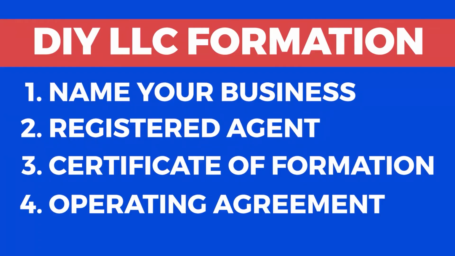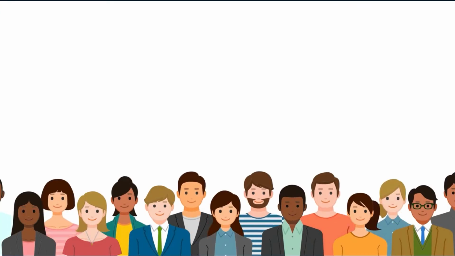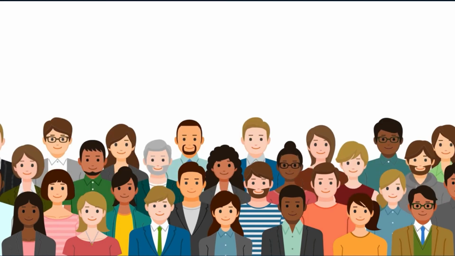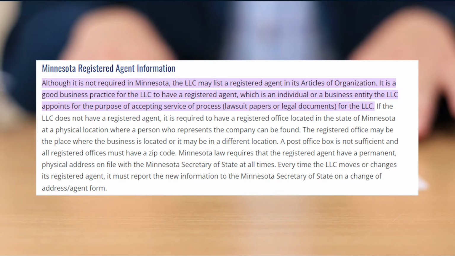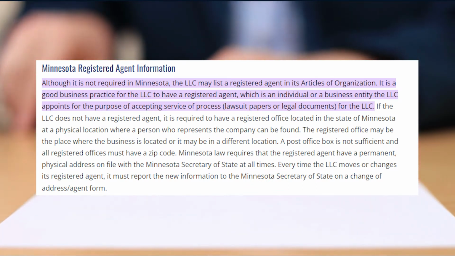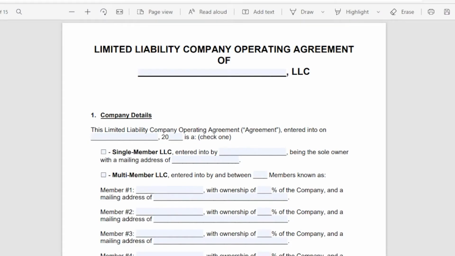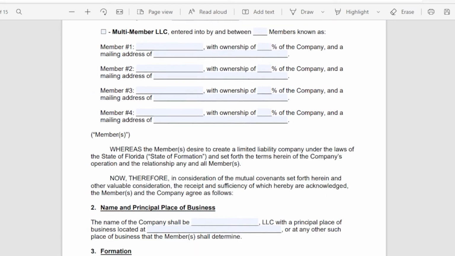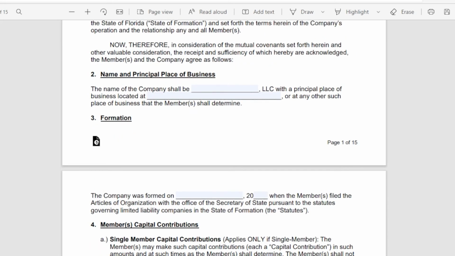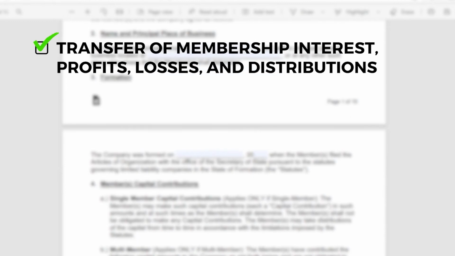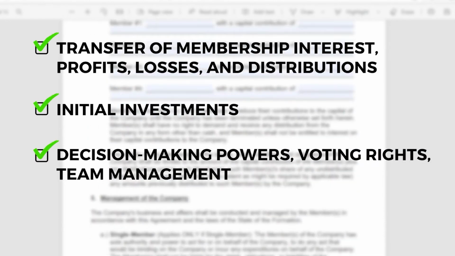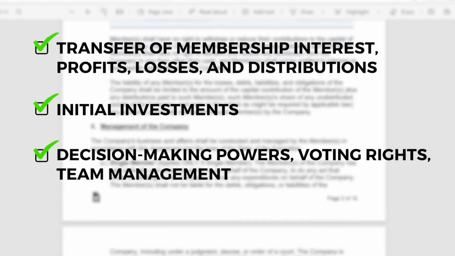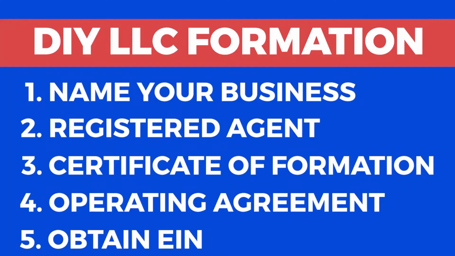Step 4. Preparing an operating agreement. Now, an operating agreement is a good idea to have in place with the other members if your LLC has more than one member, although a limited liability company operating agreement is not required for Minnesota. Your operating agreement should clarify how your company or business will handle big picture issues. These include the transfer of membership interest, profits, losses and distributions, initial investments, decision-making powers, voting rights, team management, and lastly, dissolving the business.